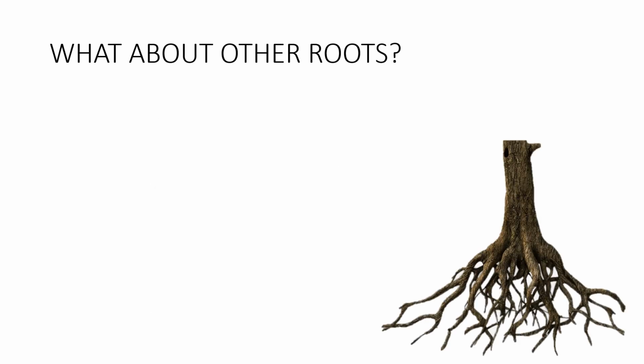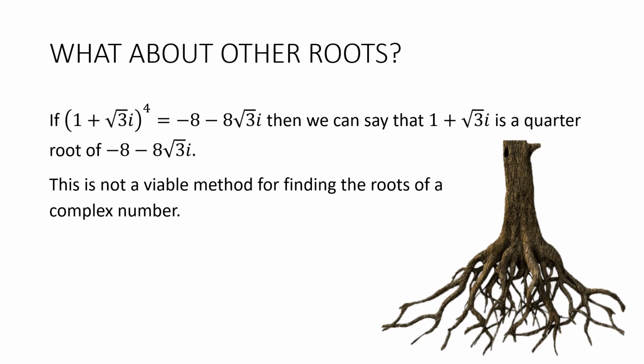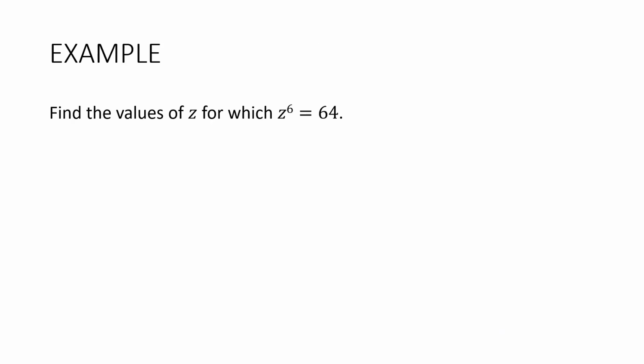So what about roots other than square roots? Right at the beginning of the video we looked at this question, 1 plus root 3i all to the power of 4. When we expanded that all out we got negative 8 take away 8 root 3i. So we can say that 1 plus root 3i is a quarter root of this complex number. But what about the other ones? This is actually not a viable method for us finding the roots of a complex number. So instead we're going to use that second method that I showed you with the square roots.